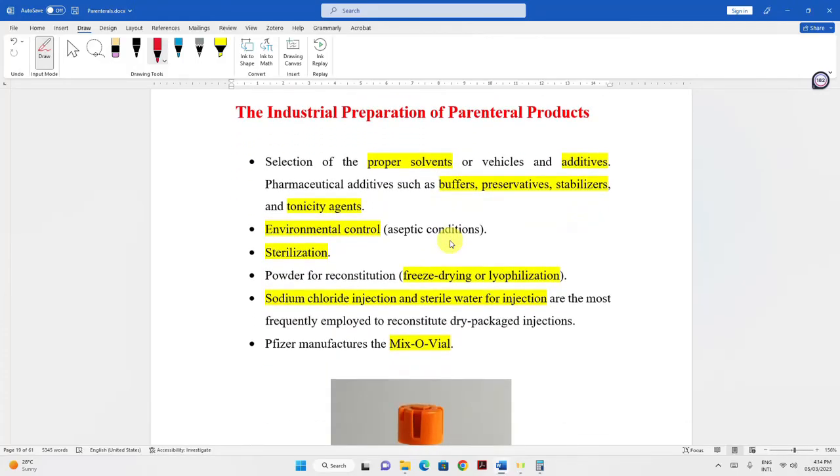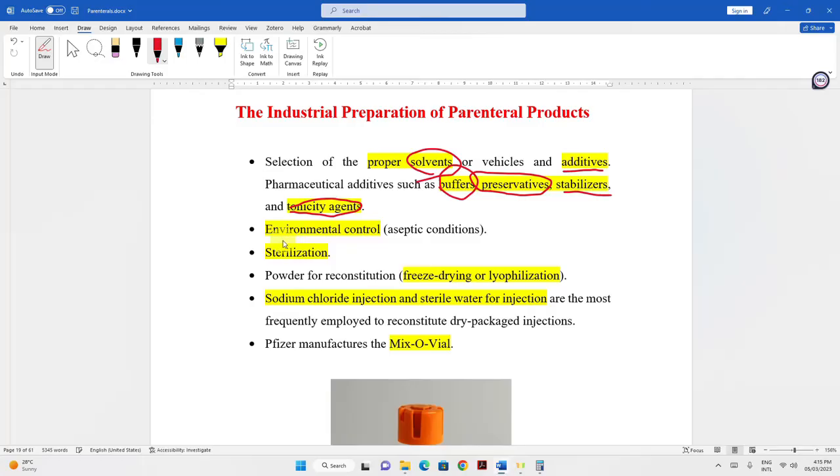Now, when the industry wants to prepare parenteral products, they have to think about the solvents. As we explained before, the solvents should have the right characteristics, sterility, and the ability to be sterilized. We should also think about what other additives we need to add, which might include buffers to adjust the pH, preservatives, which are used with multi-dose containers, stabilizers, for example antioxidants or solubilizers, and agents like sodium chloride to adjust tonicity.